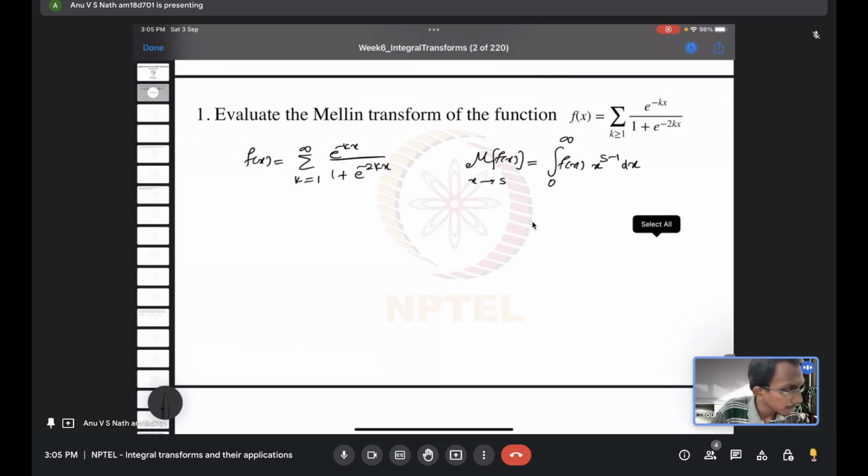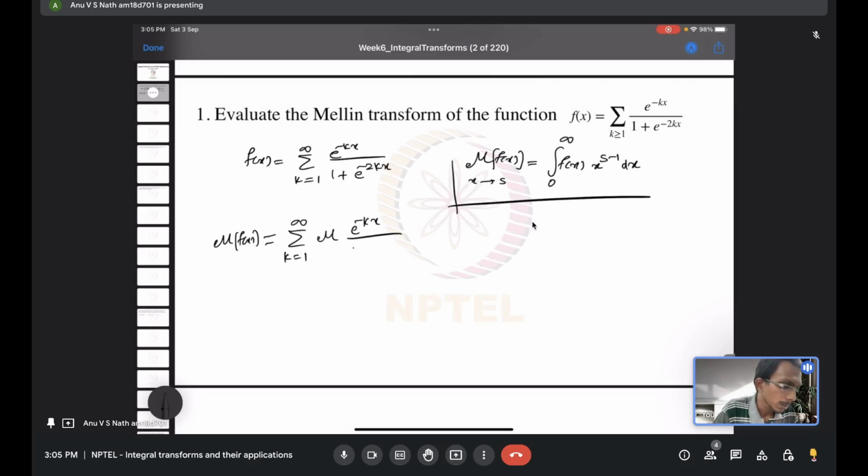Here the function is actually given in the form of a series. So if we directly want to apply the Mellin transform of the function f of x, because of the linearity we can take the summation outside, so it will be k equal to 1 to infinity. Now we want to take the Mellin transform of e raised to minus kx divided by 1 plus e raised to minus 2kx, right?